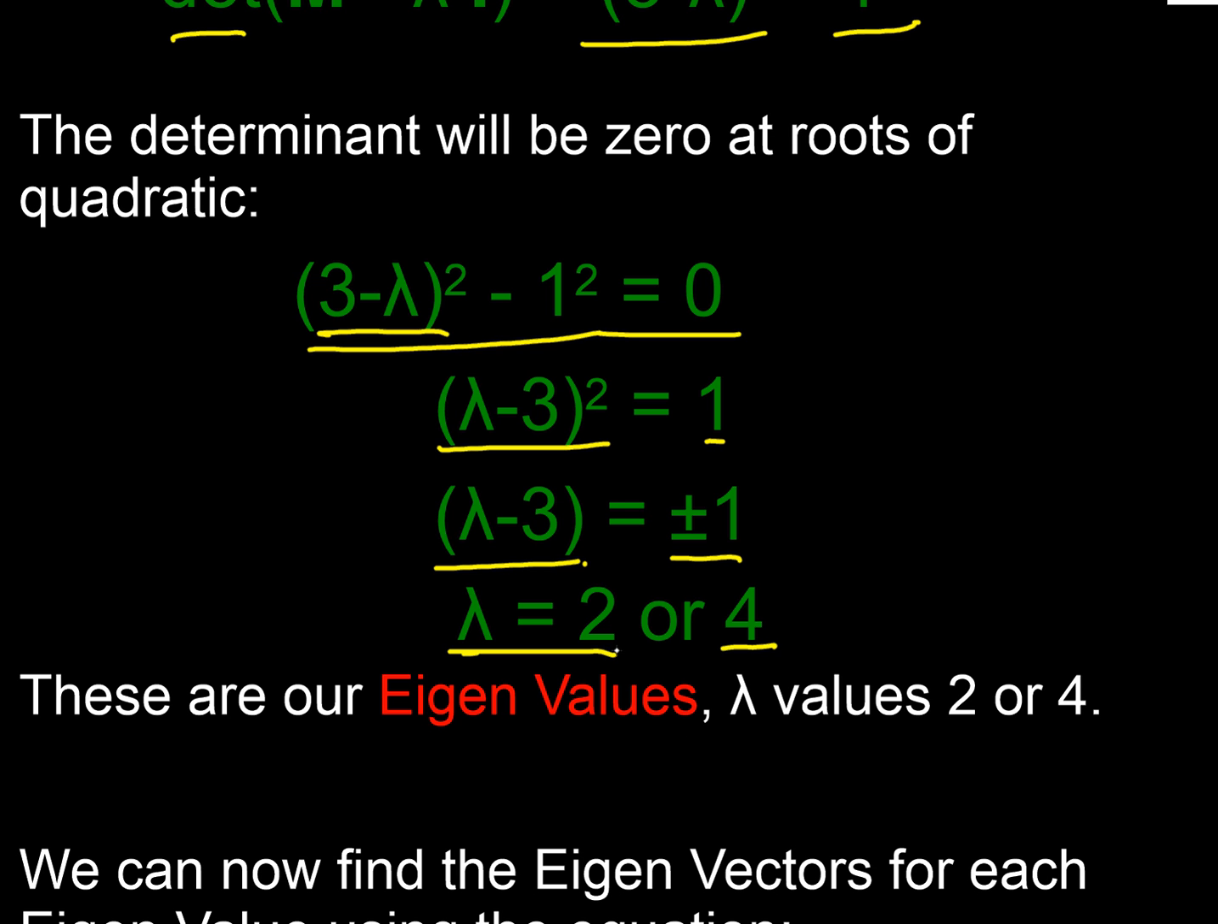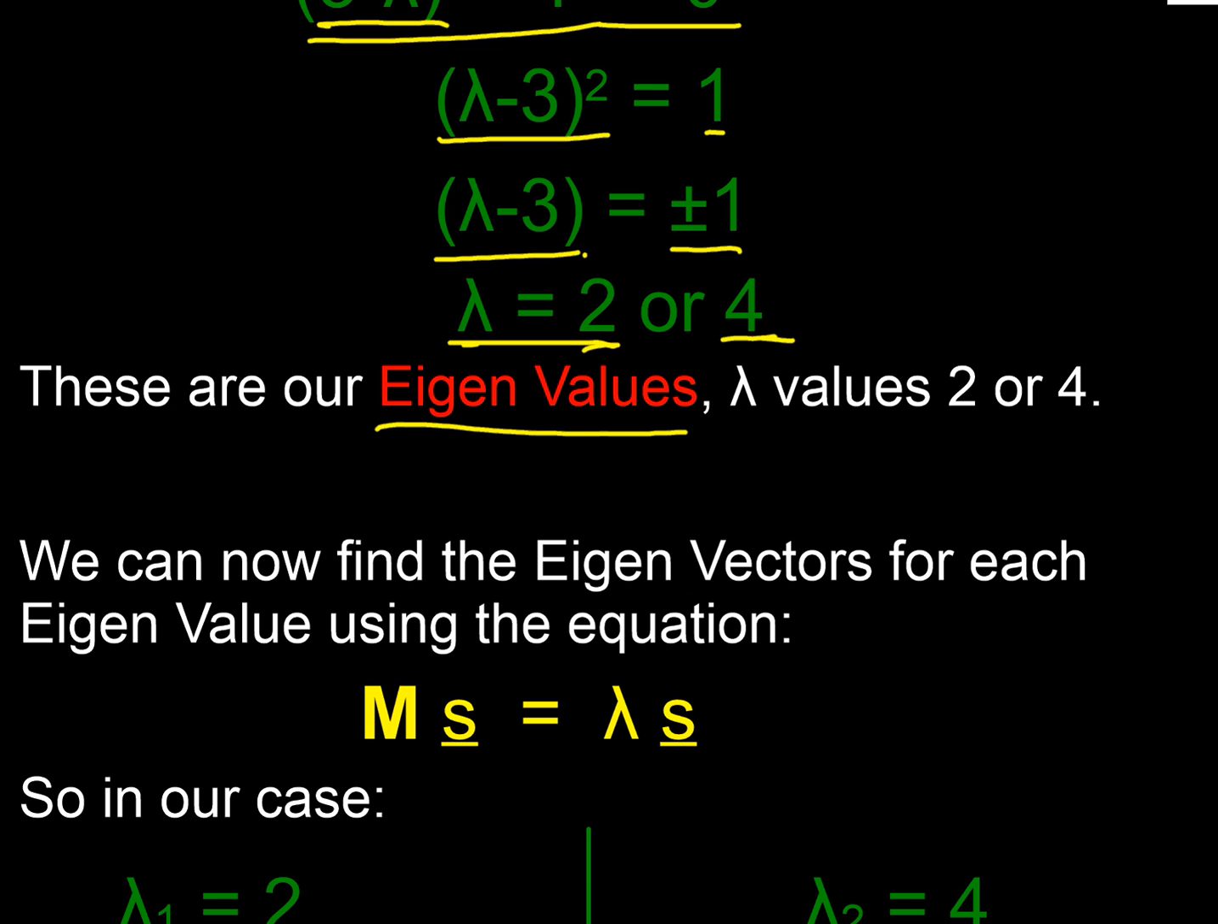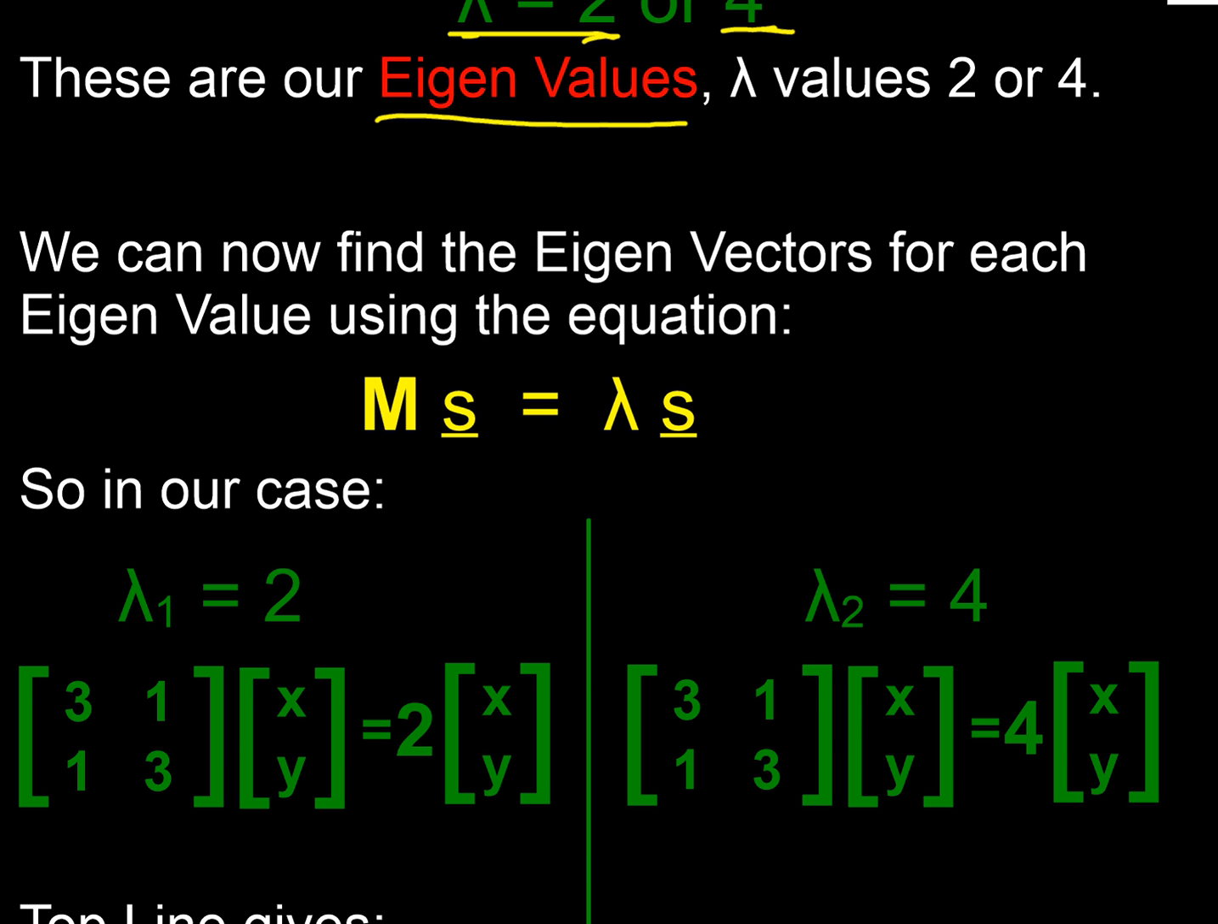Now, these two values, 2 and 4, we call the eigenvalues. So that's the first part of our analysis. We've found our two eigenvalues. What we need to do now is to find the eigenvectors that pair up with these eigenvalues. Okay, so what we're going to do is substitute those two values back into our equation and see what comes out. So let's have a look.